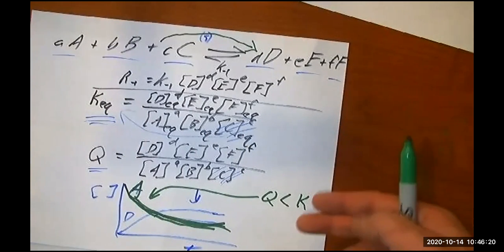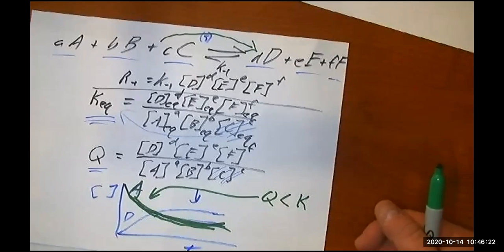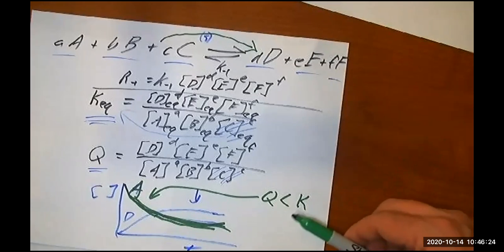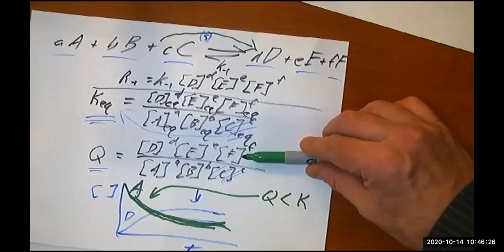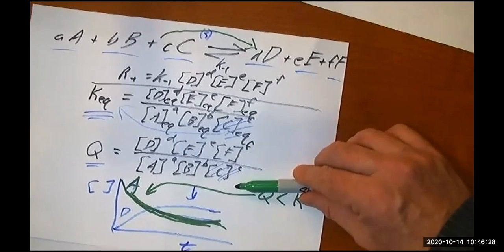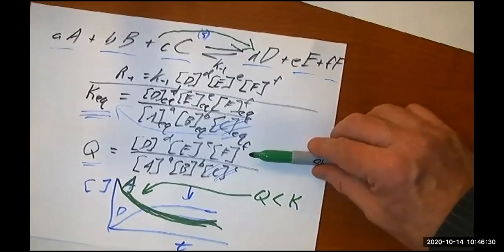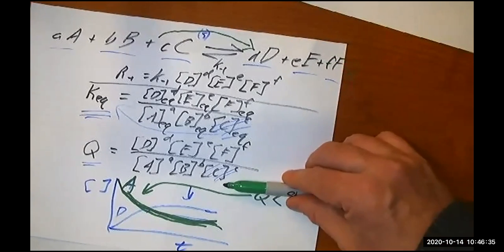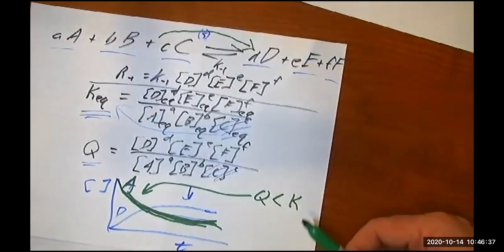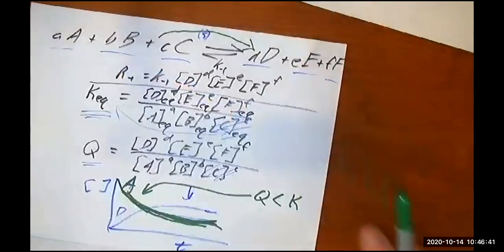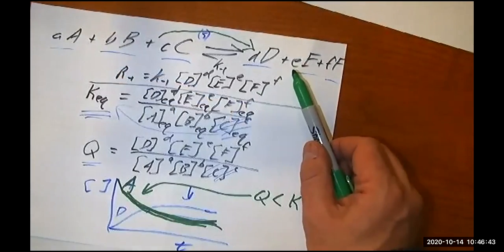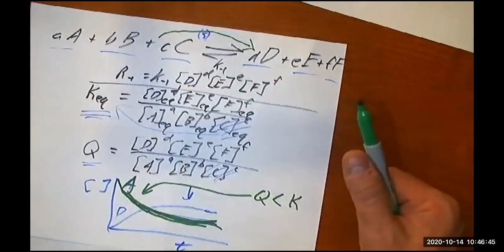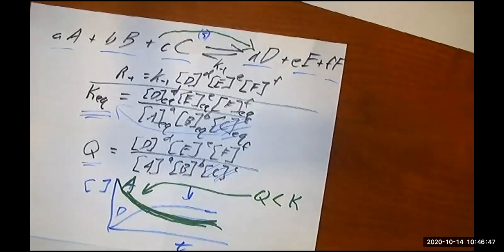The opposite is true when Q is greater than K. A Q greater than K means that the numerator is too big or the denominator is too small. Numerator too big means you have too much product. Denominator too small means you have too little reactant. And so to move towards equilibrium, you would be shifting the other direction, from products to reactants. Does that make some general sense?